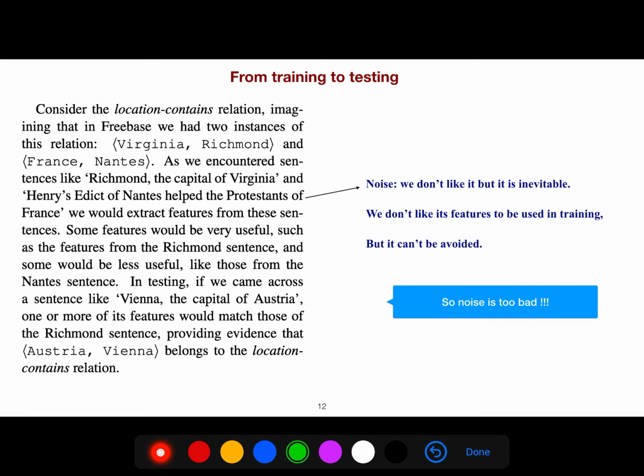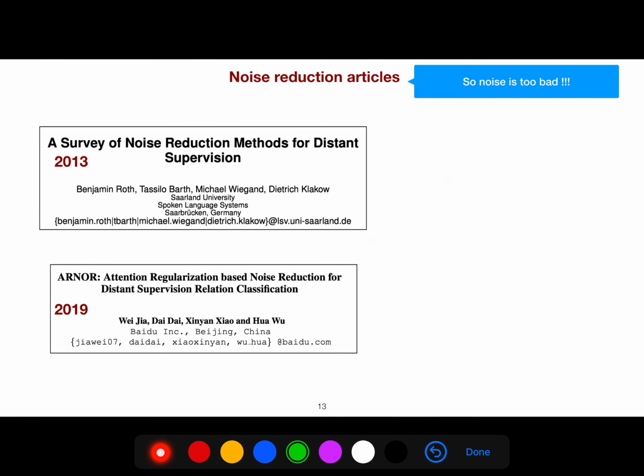But the problem is that it's noisy. If you go from training to test, you will see that. For example, in this sentence, it doesn't mean we don't like it, but distance supervision doesn't know which entities to care about, so we have a problem. We have some approaches to deal with this noise that I will explain in the next lecture. There are lots of noise reduction articles, and I think I will explain this one.